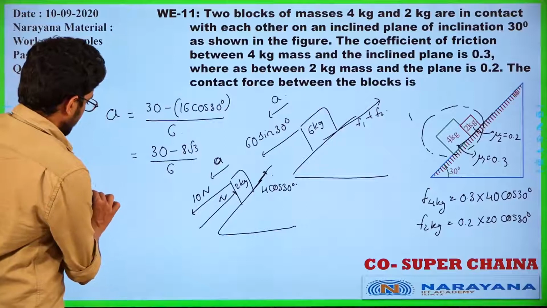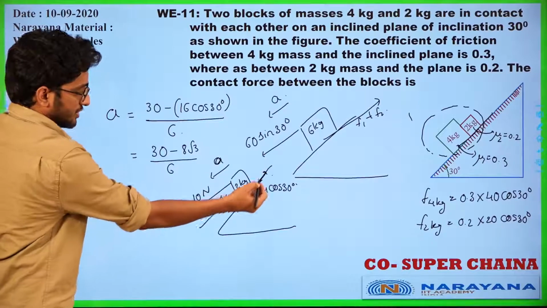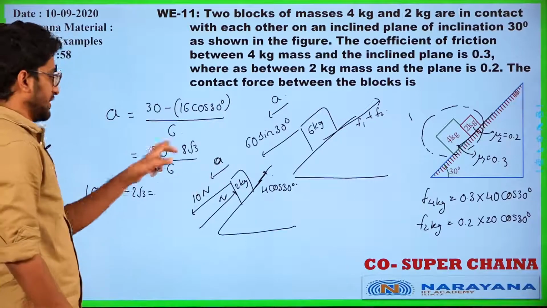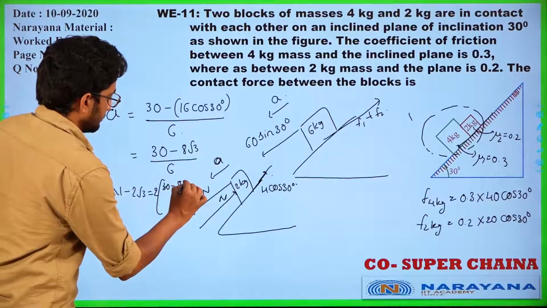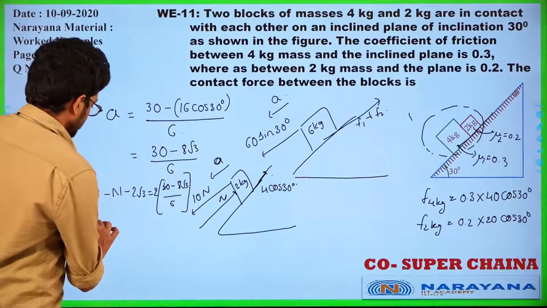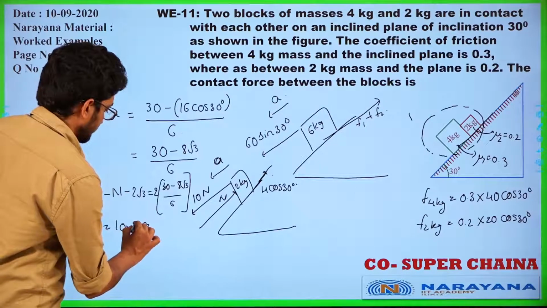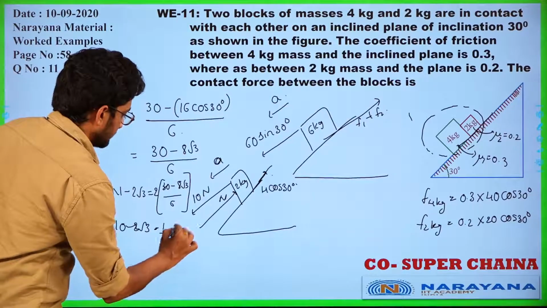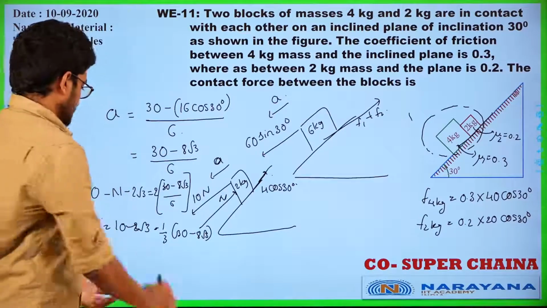So I can write the force equation that 10 minus N minus 4 cos 30, that is 4 into root 3 by 2, 2 root 3. So that should be equal to m into A, 2 into acceleration. So 2 into 30 minus 8 root 3 by 6. So I can find the normal value now. So normal is 10 minus 2 root 3, and take it to the other side, minus 1/3 of 30 minus 8 root 3. So I got the normal value.